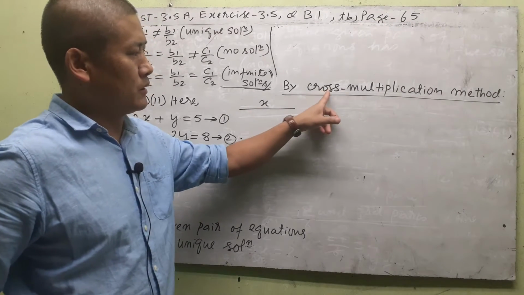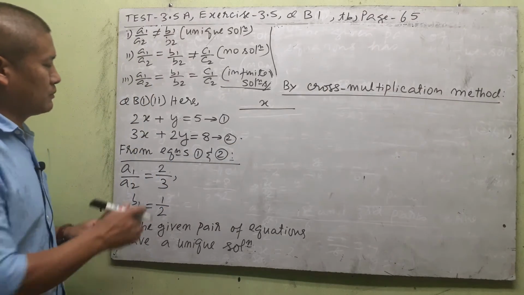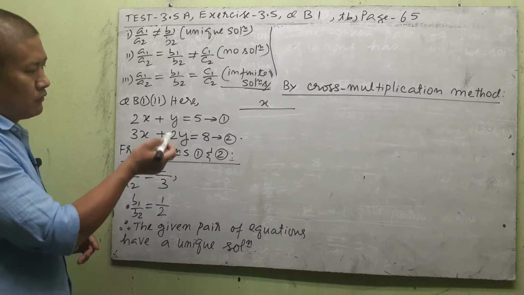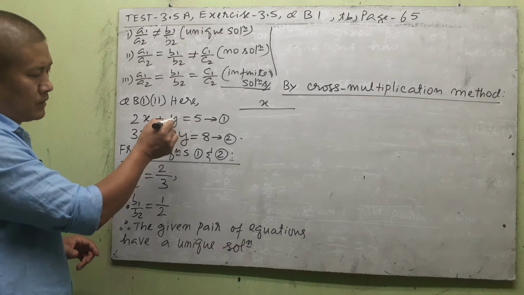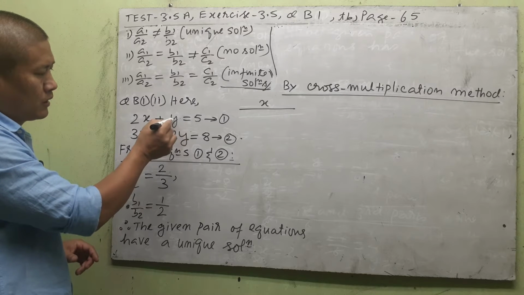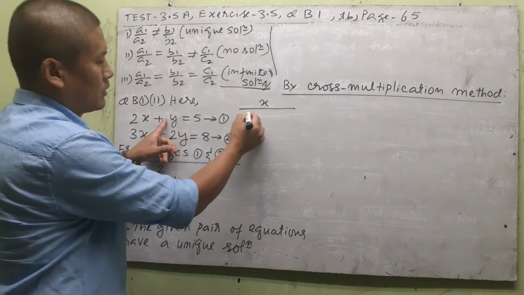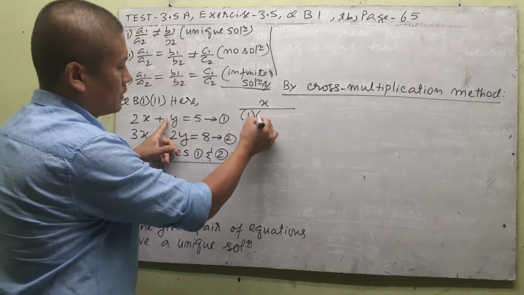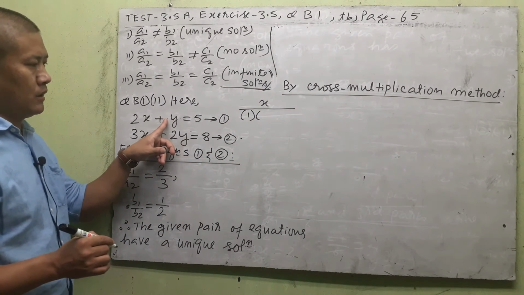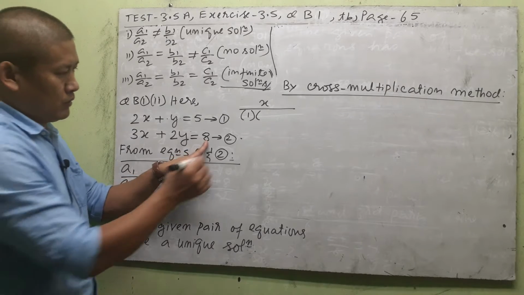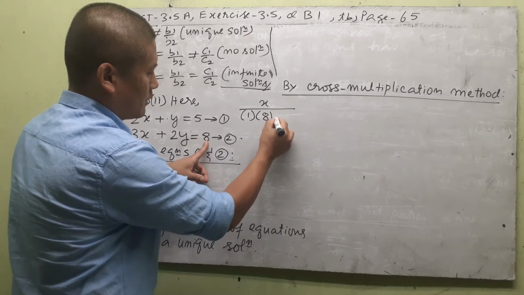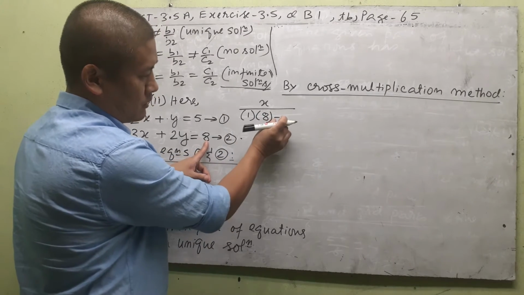What does that mean in terms of cross multiplication? That means bc minus bc means b up, c down. So here, the first one is called B up. B means coefficient of y, so here no number in front of y, so B up multiplied to C down. So C is this one, 8, and put minus.